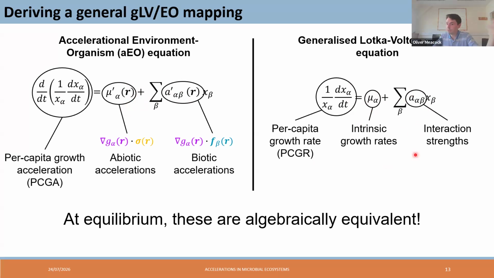Now this turns out to be extremely useful because it means that if you've got an expression which is true for Lotka-Volterra at equilibrium, and there are lots of these around, lots of theorems, lots of inequalities, for example, what this result tells you is that you can turn this into an expression which is true for every environment-organism system, merely by replacing any rates that you see over here with accelerations over here. And again, I'll give you an example of what that means later on.